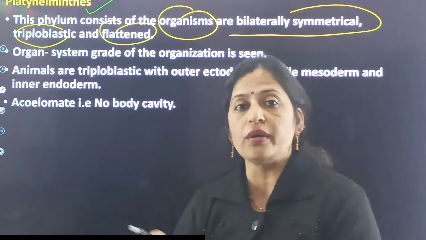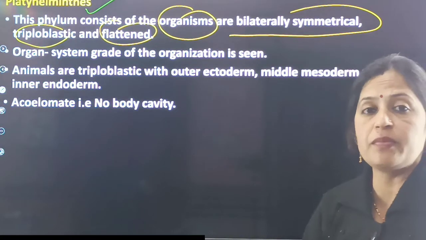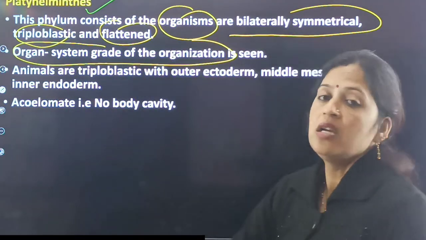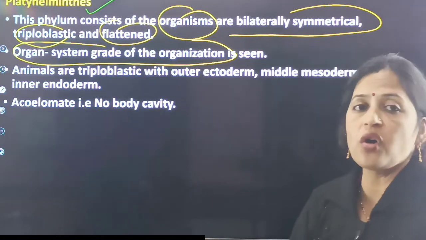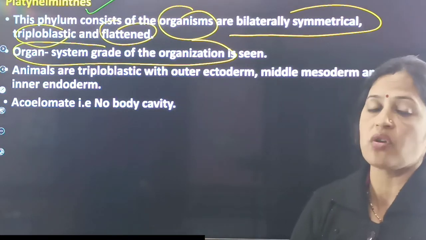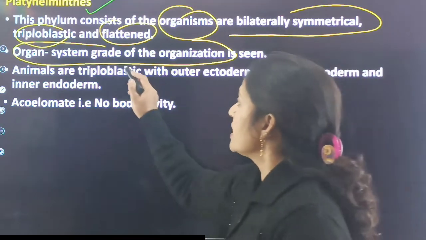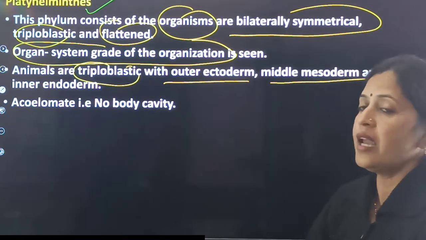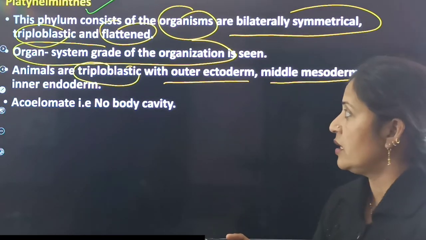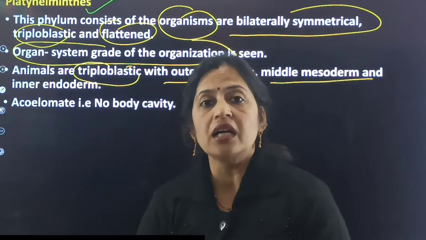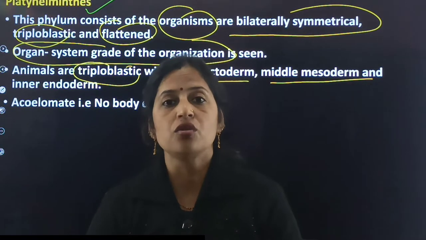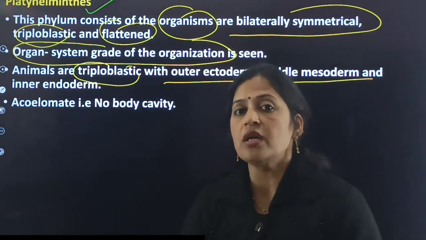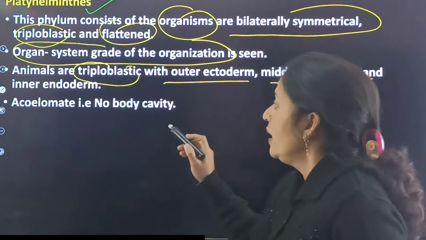Triploblastic, the body is divided into three parts. They are bilaterally symmetrical, with an organ system grade of organization. Animals are triploblastic with outer ectoderm, middle mesoderm and inner endoderm, because the body is divided into three parts.